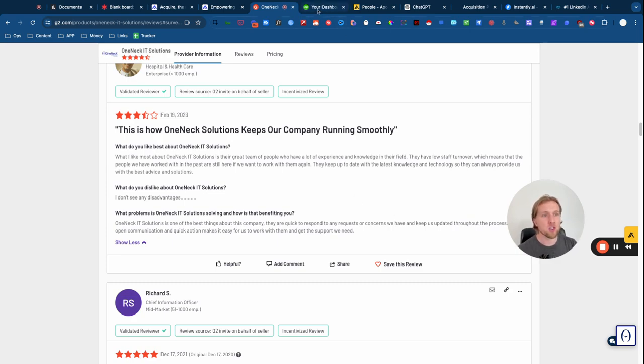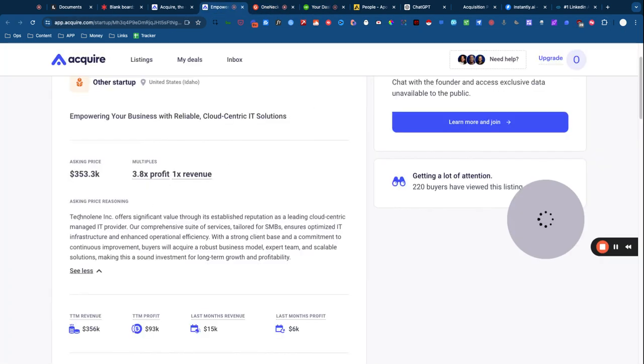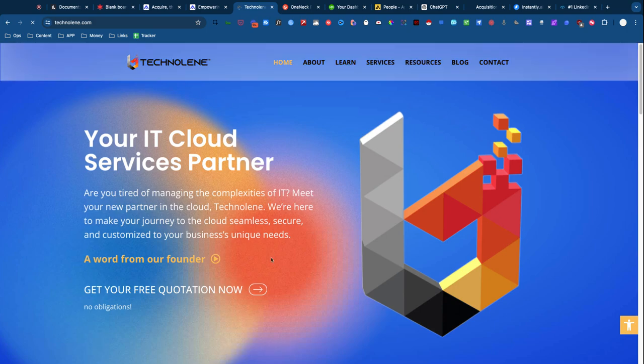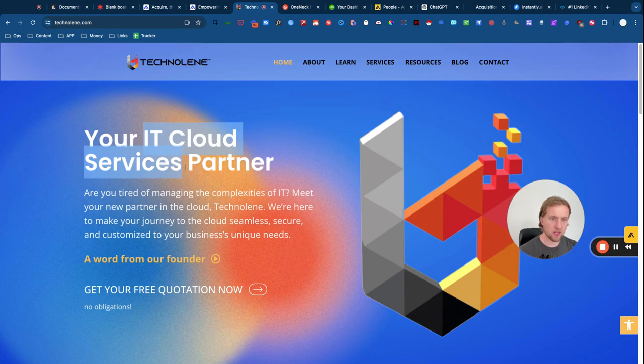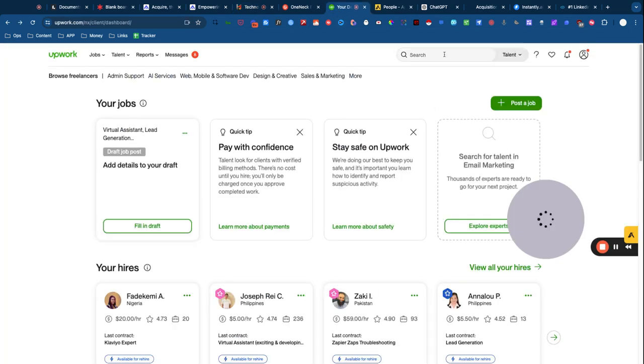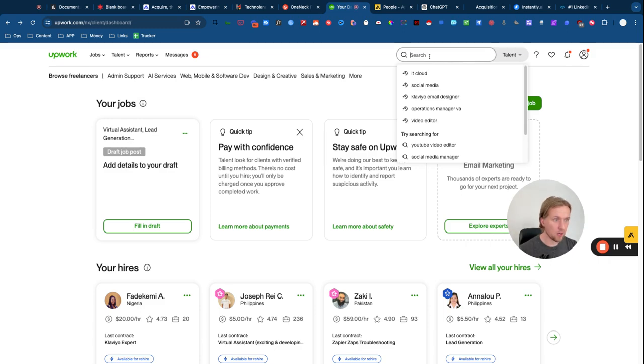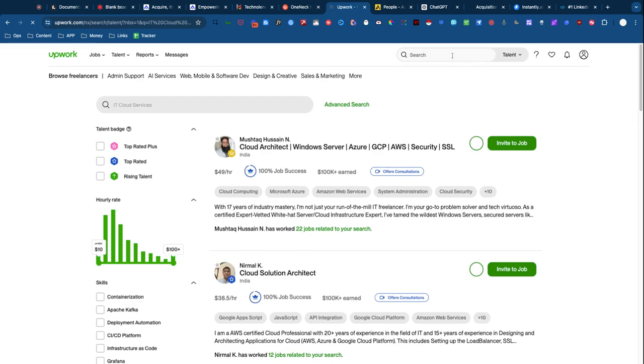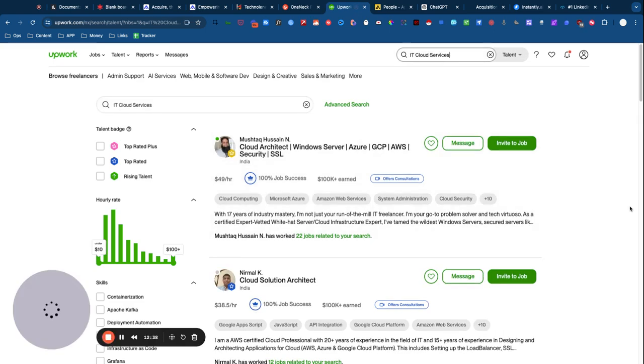Okay, so what I'll do is jump over into Upwork, and I will perhaps go to this company. So let's go to Technoline, and we'll search Google for it, and we will just look at initially what they do. So, your IT cloud services partner. So what I'll do is I'll copy one of their key terms, IT cloud services. I'll go over to Upwork in the talent box here, and I will search IT cloud services. Okay. And what this is going to do is give me a general top-level overview of the type, amount, and cost of talent that is currently available.